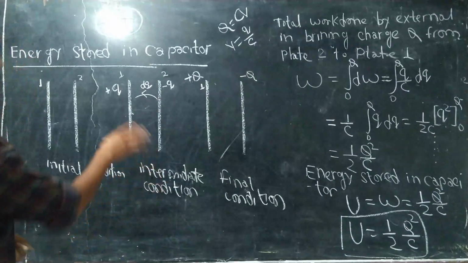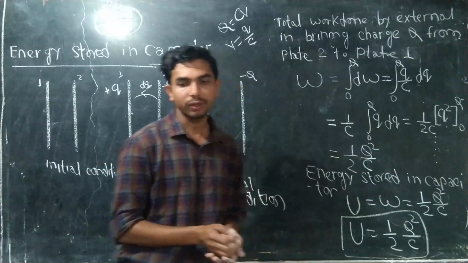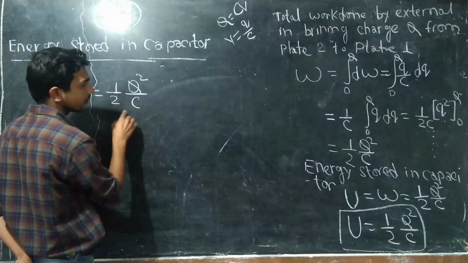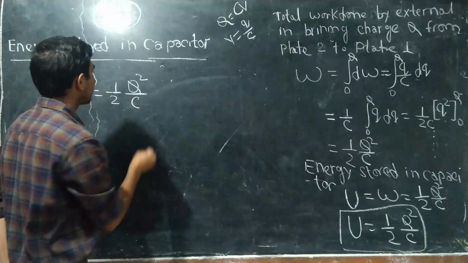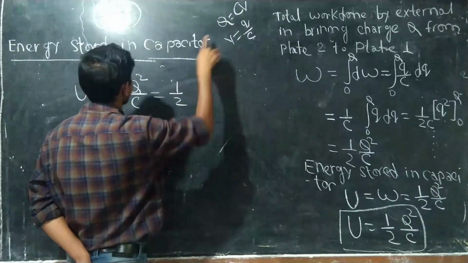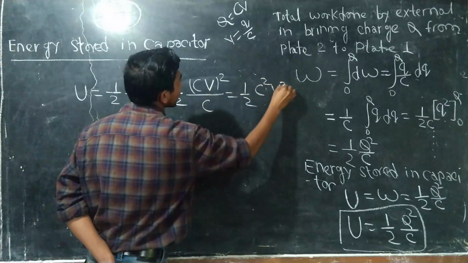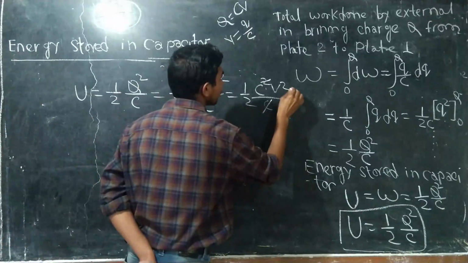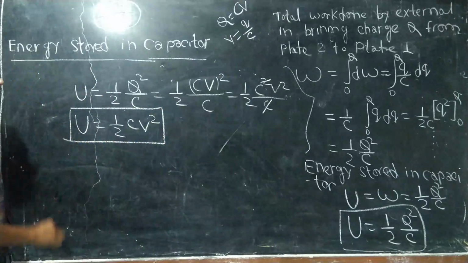Now we are also able to write this formula in another form. You can see U is equal to half Q square by C. But this Q is equal to CV. So another form of this formula is also possible. So 1 by 2, and Q is CV, so CV square divided by C. This C cancels. What value is coming? Half CV square. So U is equal to half CV square. This is another formula to calculate energy stored in a capacitor.